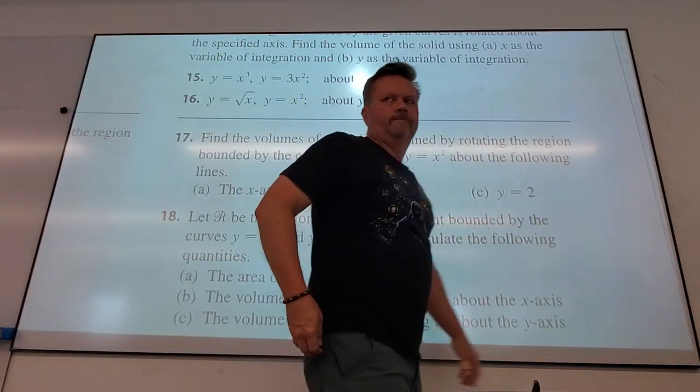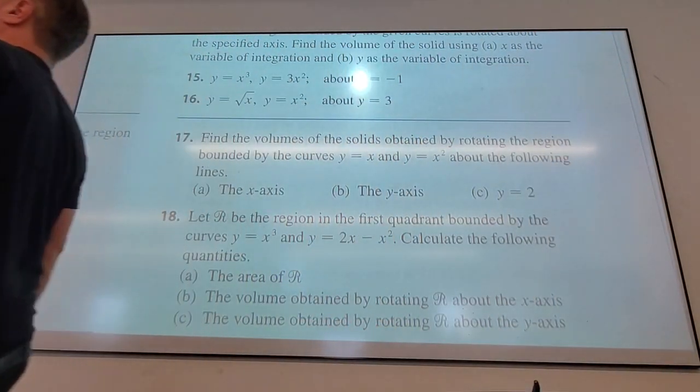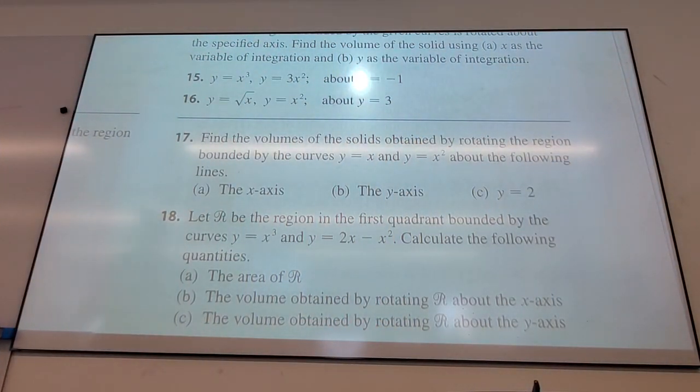So you take the square root of x, you set it equal to x squared. And then you solve it. Yeah, that's square root of x. What's x squared next to that? Equals. There you go.